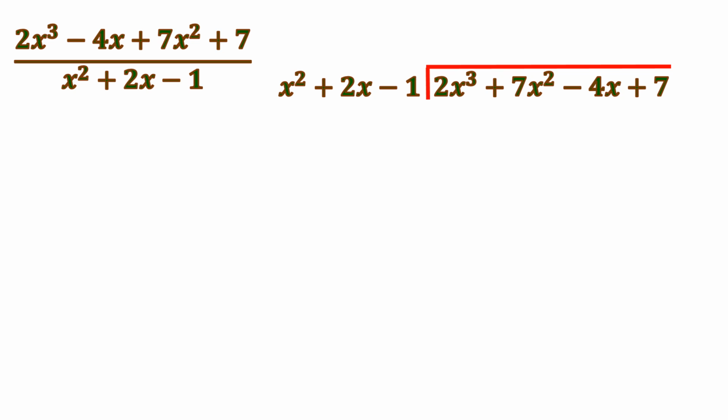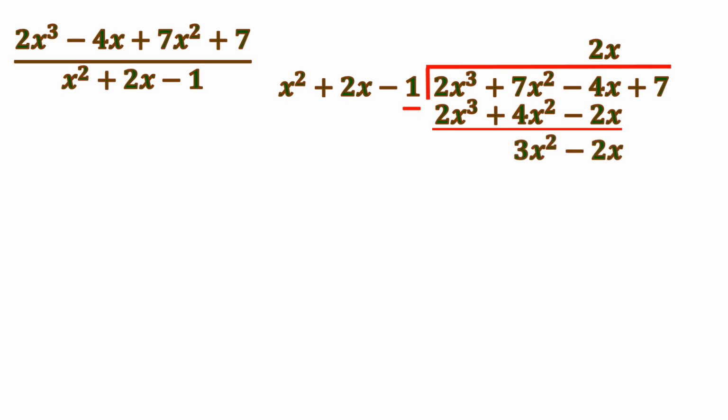So let us divide the first terms. 2x cubed divided by x squared will be 2x. So we're going to align the 2x with the one with variable x and distribute the 2x with the trinomial divisor. 2x times x squared is 2x cubed. 2x times 2x is 4x squared. 2x times negative 1 is negative 2x. Then subtract. 2x cubed minus 2x cubed is 0. 7x squared minus 4x squared is 3x squared.